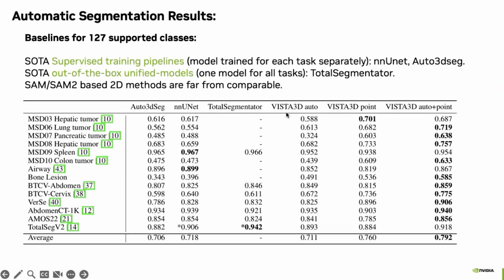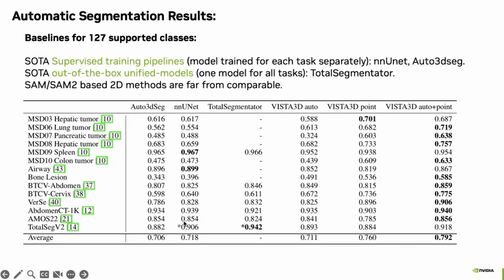So we see this VISTA-3D already achieved the state-of-the-art or comparable results with those models. And what we noticed, VISTA-3D is used out-of-box for all those data sets, but nnU-Net is trained for each data set. Each data set has an independent nnU-Net, so it's quite different.